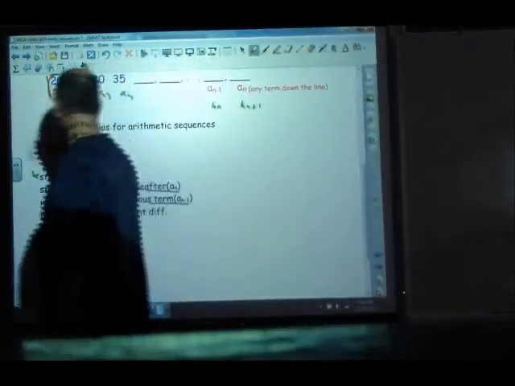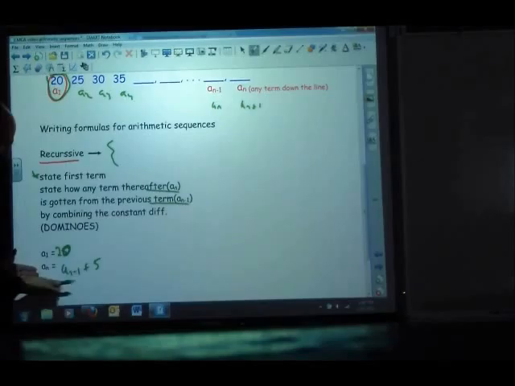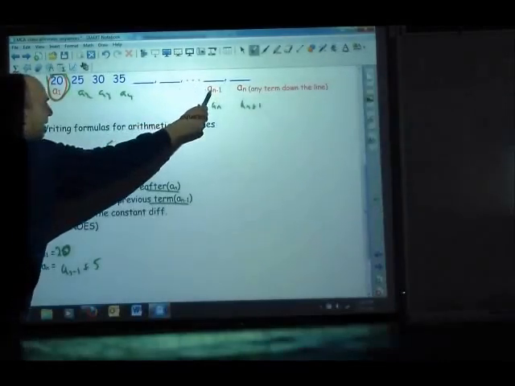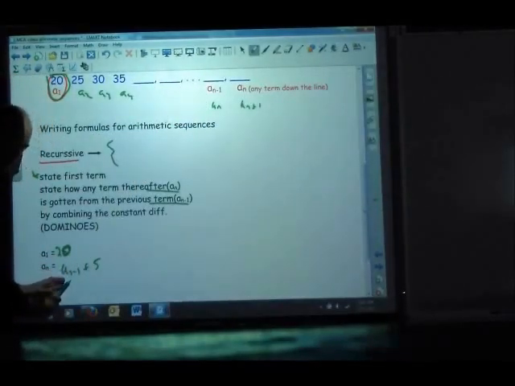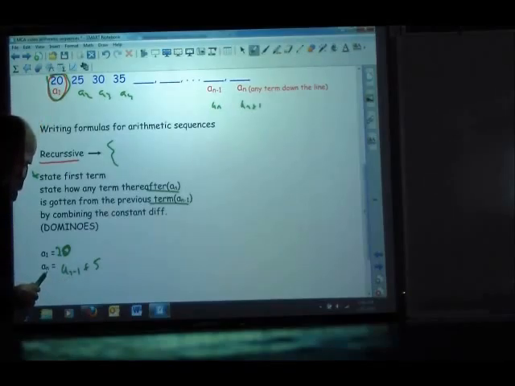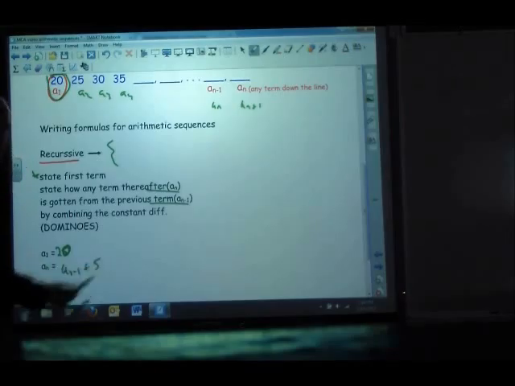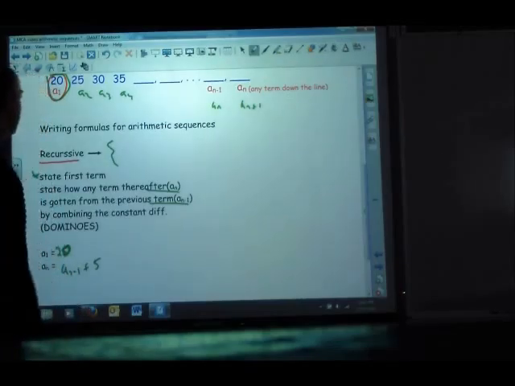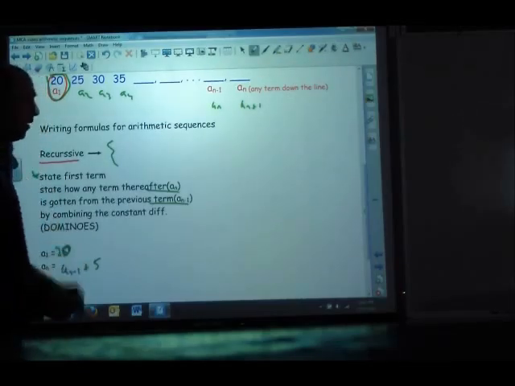I'm starting with a first term, I'm adding 5s, and this simply says to get any term down this line, take the one right before it. Don't get confused by the notation. This just means if n was 20, and you put 20 here minus 1, you have the 19th term. So it's simply saying take the previous term and add 5, and you'll work your way continually down the line. Okay? That is how that works.